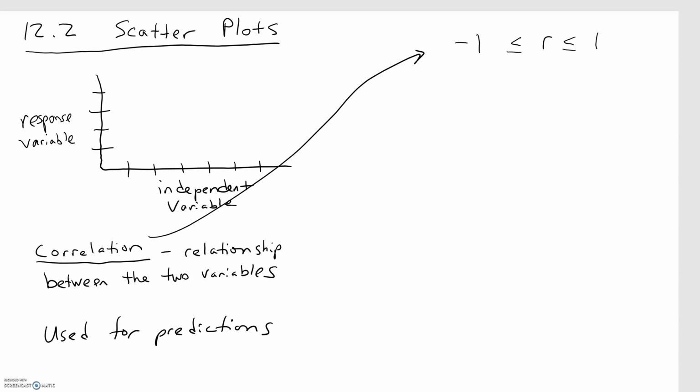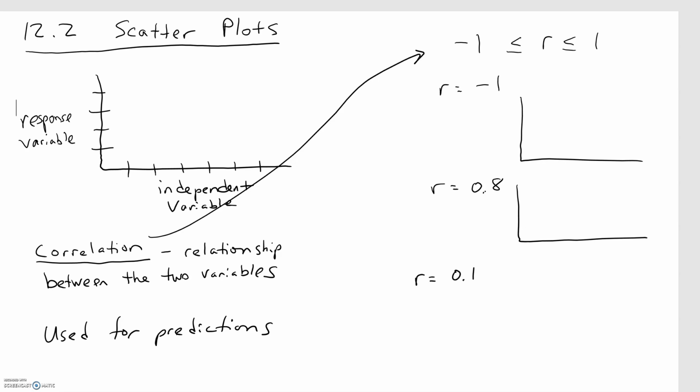So we're going to look at 3 quick interpretations or examples of R. We'll look at R where it's equal to -1. Then we'll look at R where it's equal to a positive 0.8. And we'll look at an R that might have a 0.1 correlation, or maybe even a negative 0.1 correlation.